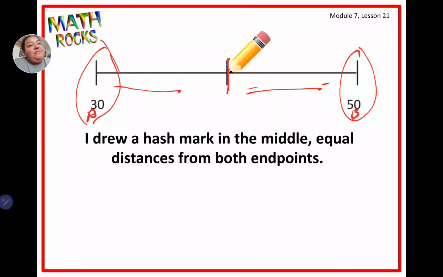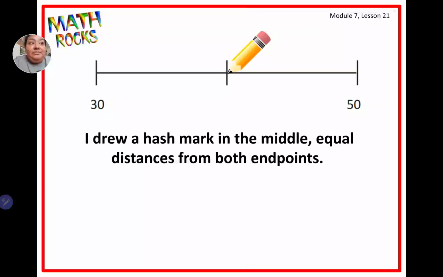Now, if my endpoint here starts at 30 and this one ends at 50, what would be my measurement for the middle one? Now, you know that it can't be less than 30 or more than 50. So it's going to be somewhere in between 30 and 50. And this is where your pattern counting will come in handy. So I know that if it's right in the middle, it must be 40. Okay, so that's in between 30 and 50. Guys, that's it. Literally.